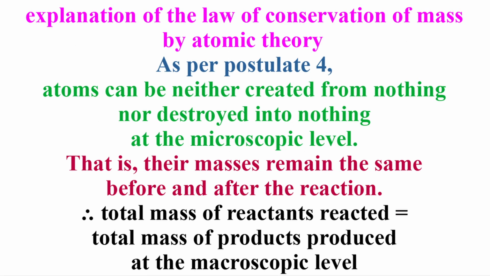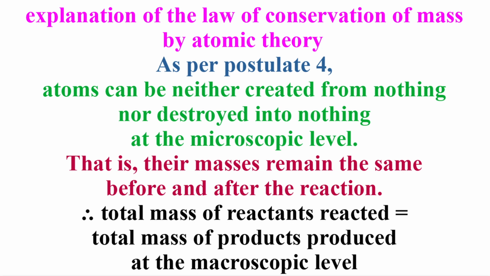The second explanation by atomic theory that we look at now is for the law of conservation of mass, again discussed in part 2. According to postulate 4, at the microscopic level, atoms can be neither created from nothing nor destroyed into nothing, but are only rearranged during any chemical reaction.